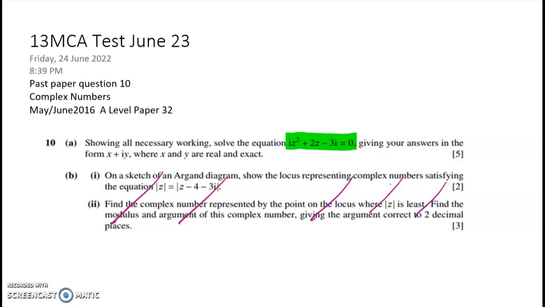The one that I think is slightly better here is using the quadratic formula, but I also want you to see how we can do it by matching the real and imaginary parts, because that's a really good technique to know for other situations too.